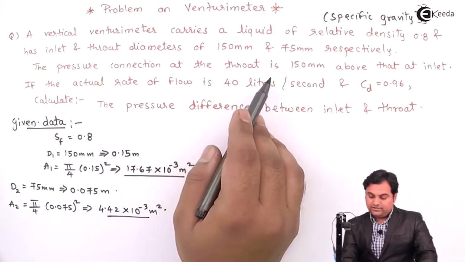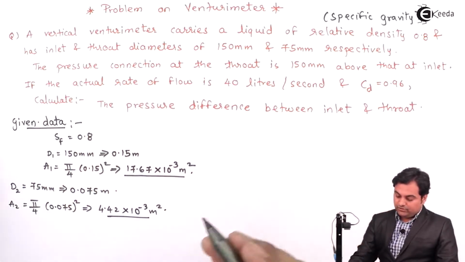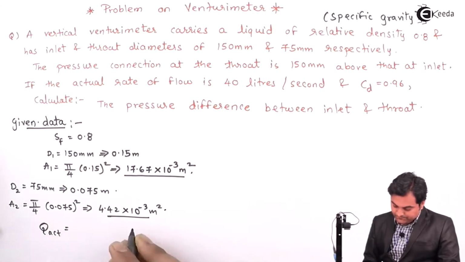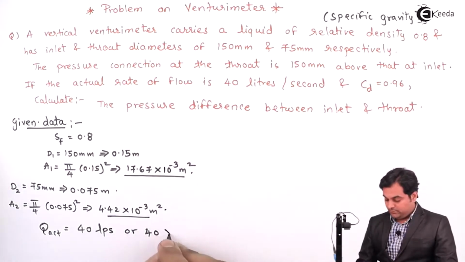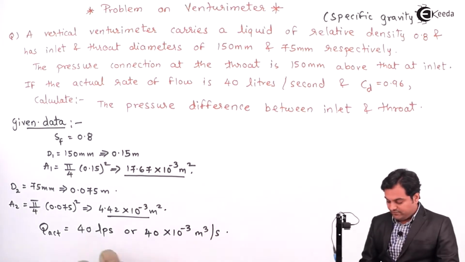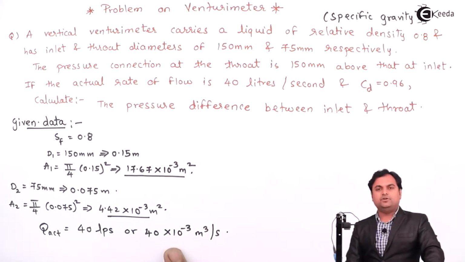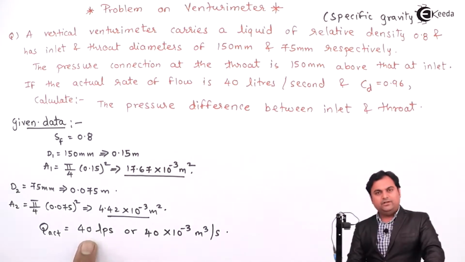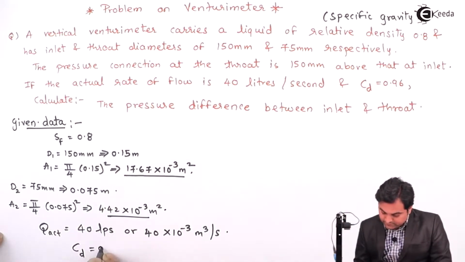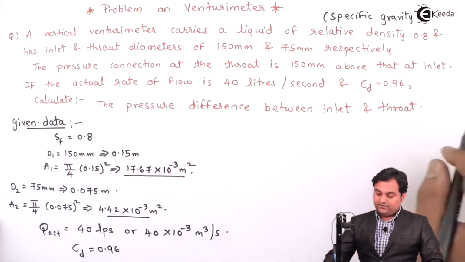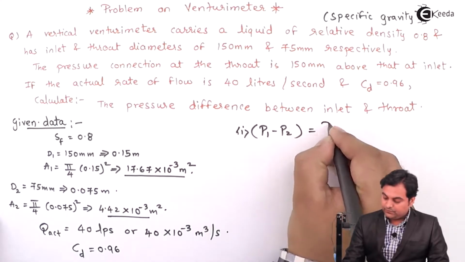Next, the pressure connection at the throat is 150 mm above that at the inlet, that I'll explain in the diagram. If the actual rate of flow is nothing but actual discharge, that is 40 liters per second LPS. So I'll convert it into meter cube per second by multiplying it with 10 raised to minus 3. Whenever you have the discharge in terms of LPS, convert it into meter cube per second by multiplying by 10 raised to minus 3, because in the calculation we are not going to use the value in LPS but in meter cube per second, remember. Then CD, which is the coefficient of discharge, is given as 0.96. Calculate the pressure difference between inlet and throat. So here we have to find out the pressure difference, that is P1 minus P2, between inlet and throat.